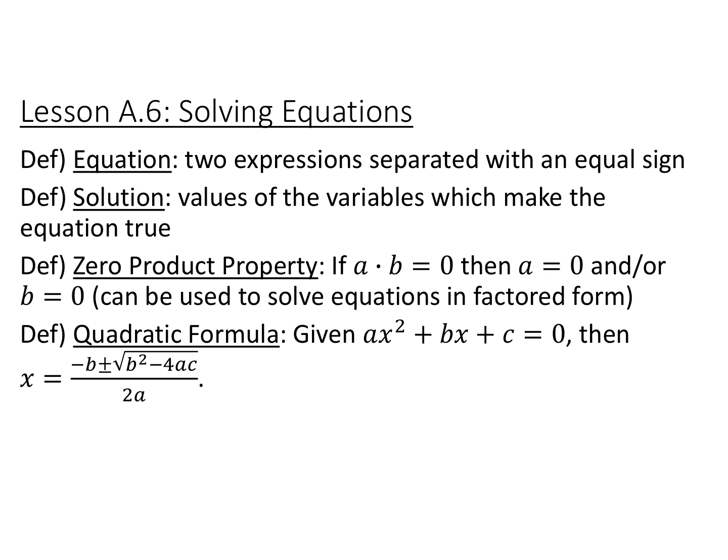The quadratic formula says that if you have a quadratic equation of the form ax squared plus bx plus c is equal to 0, then x is equal to the opposite of b plus or minus the square root of b squared minus 4ac all over 2a.